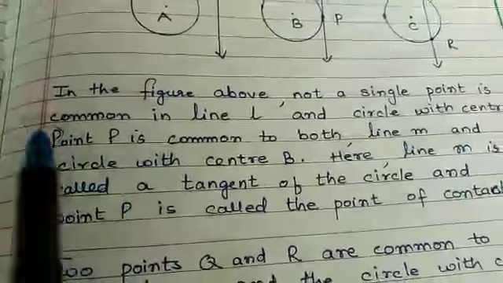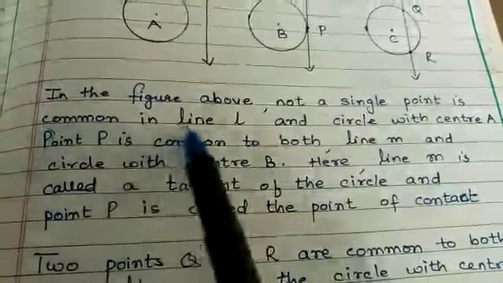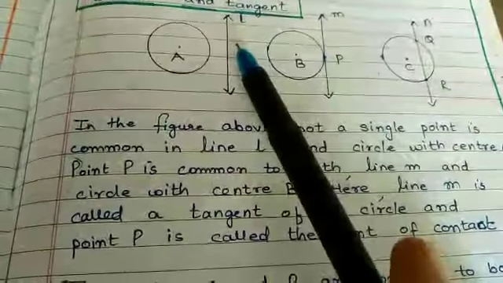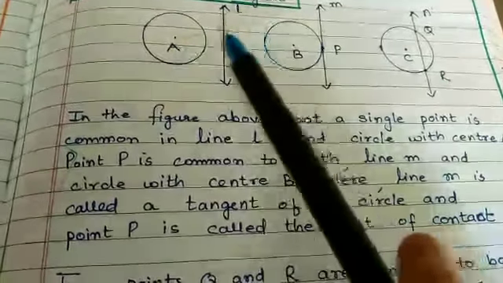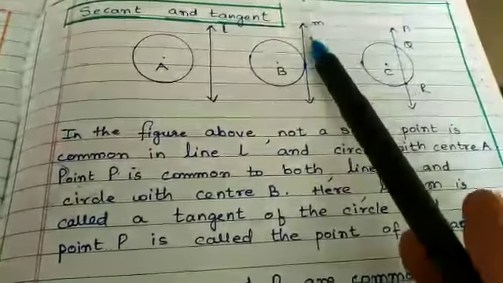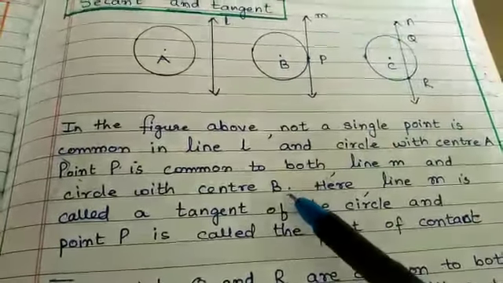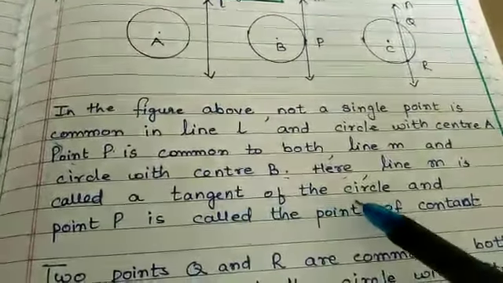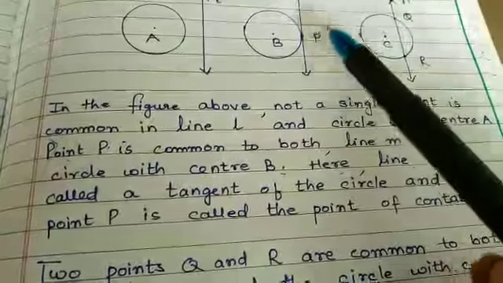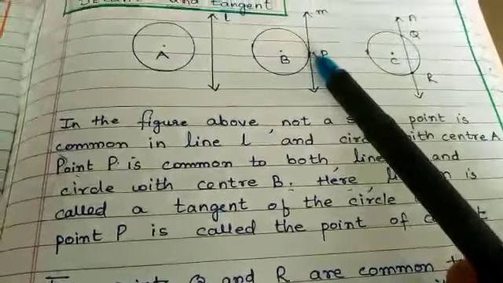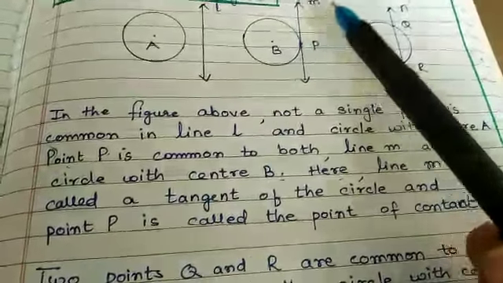In the figure above, not a single point is common to line L and the circle with center A. Point P is common to both the line M and the circle with center B. Here line M is called a tangent of the circle and point P is called the point of contact.